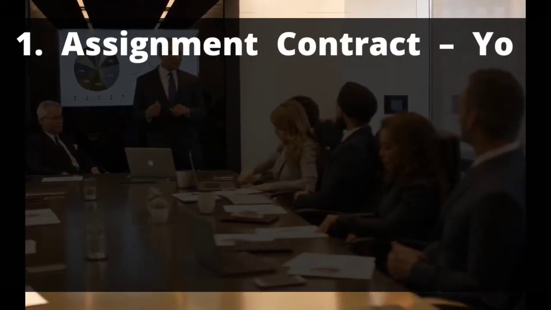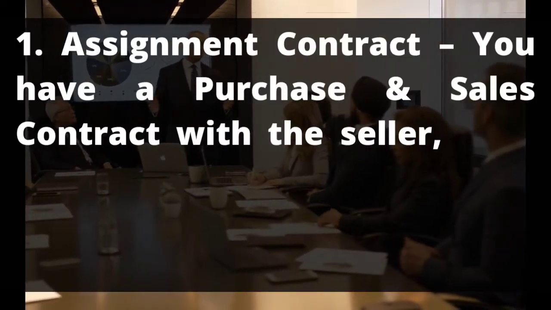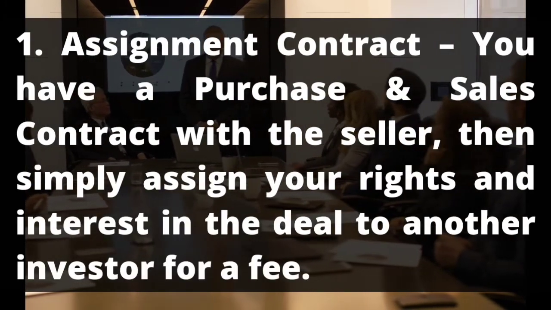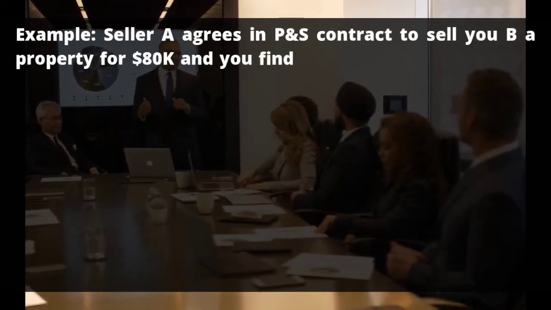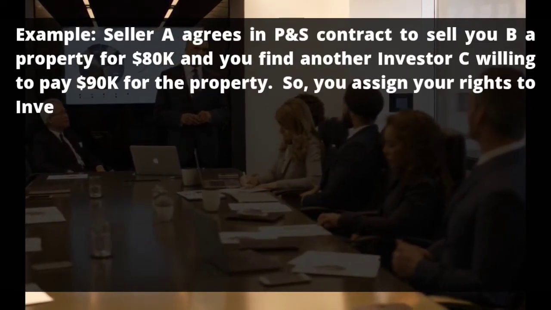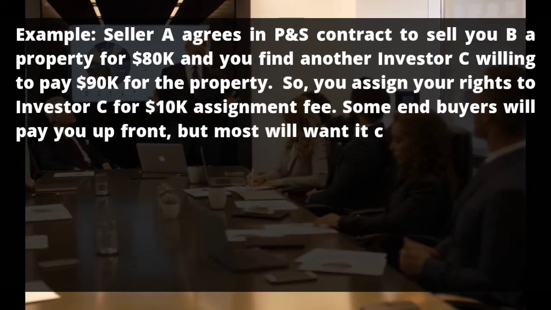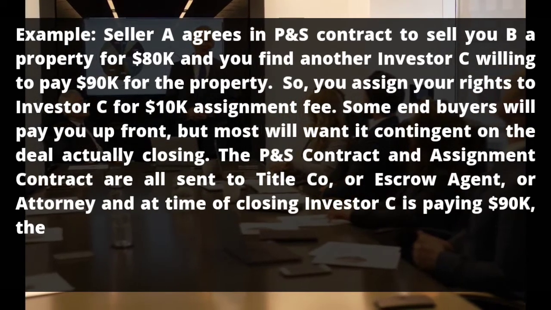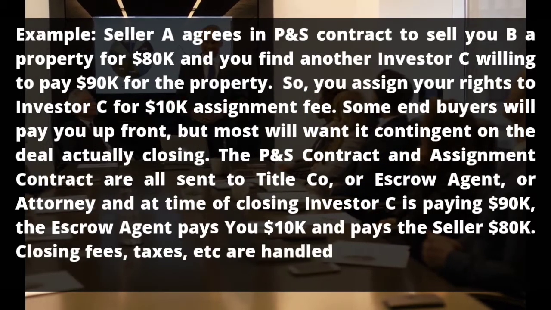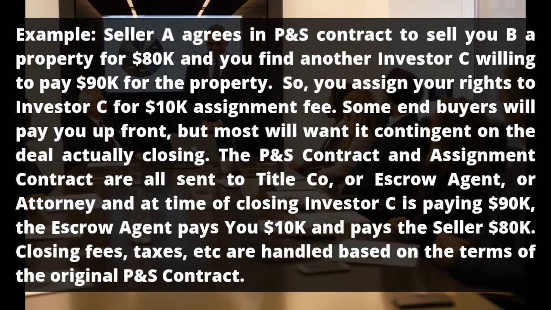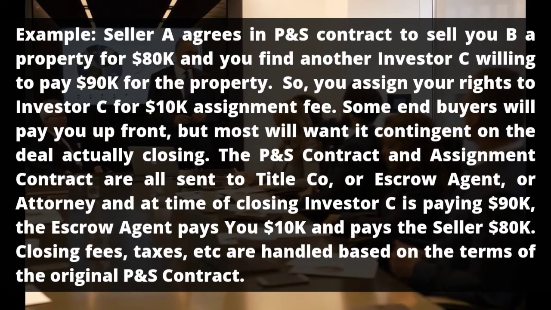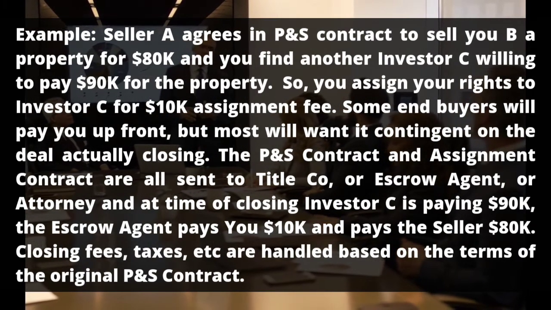1. Assignment contract. You have a purchase and sales contract with the seller, then simply assign your rights and interest in the deal to another investor for a fee. Example. Seller A agrees in the P&S contract to sell you B a property for $80,000 and you find another investor C willing to pay $90,000 for the property. So, you assign your rights to investor C for a $10,000 assignment fee. Some end buyers will pay you up front, but most will want it contingent on the deal actually closing.